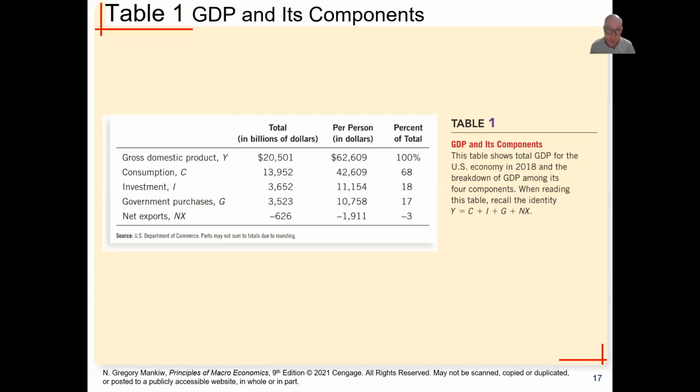So again, it's consumption plus investment plus government purchases plus net exports. If you add the 13 plus the 3 and plus the 3 and minus the 626, and then of course a little extra, you get the 20,000. Just kind of shows you how it breaks down in the equation.